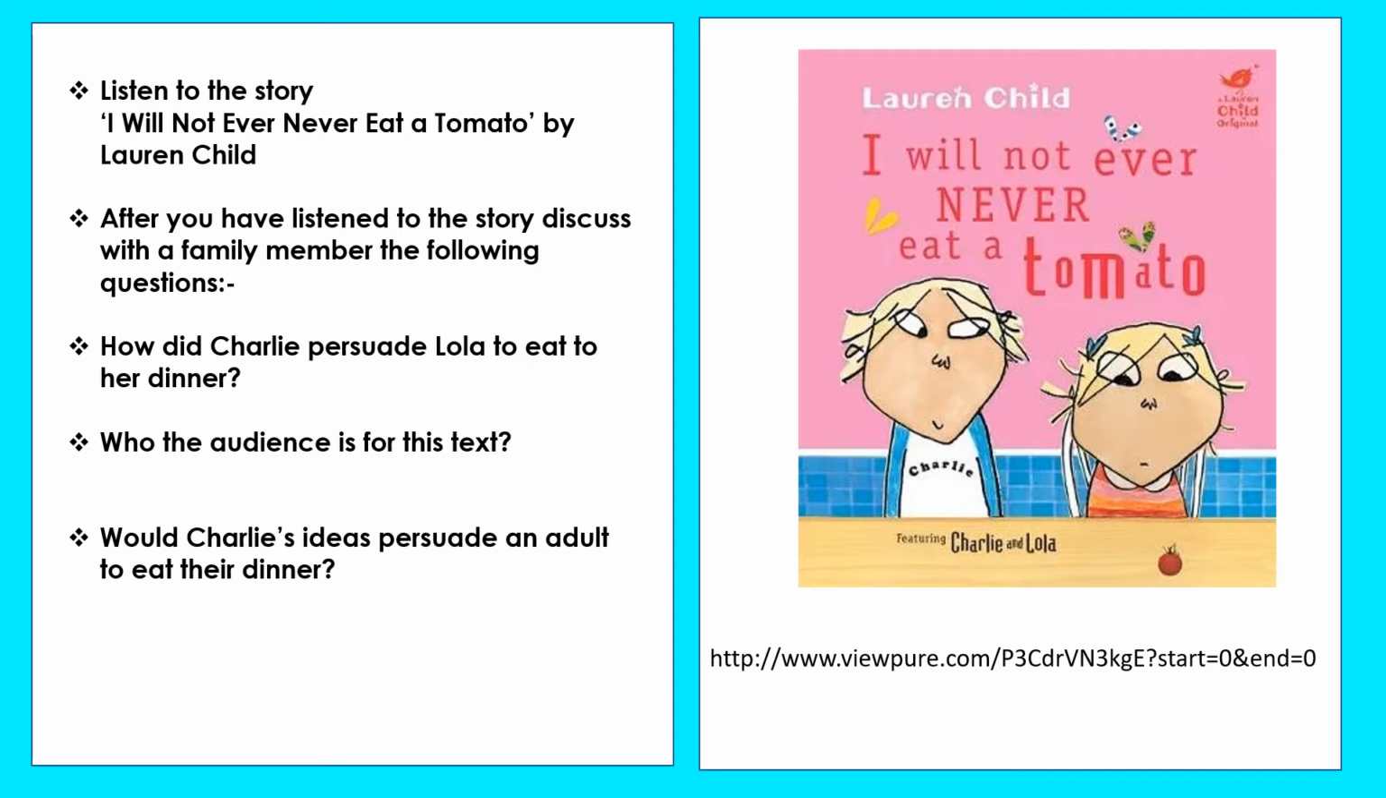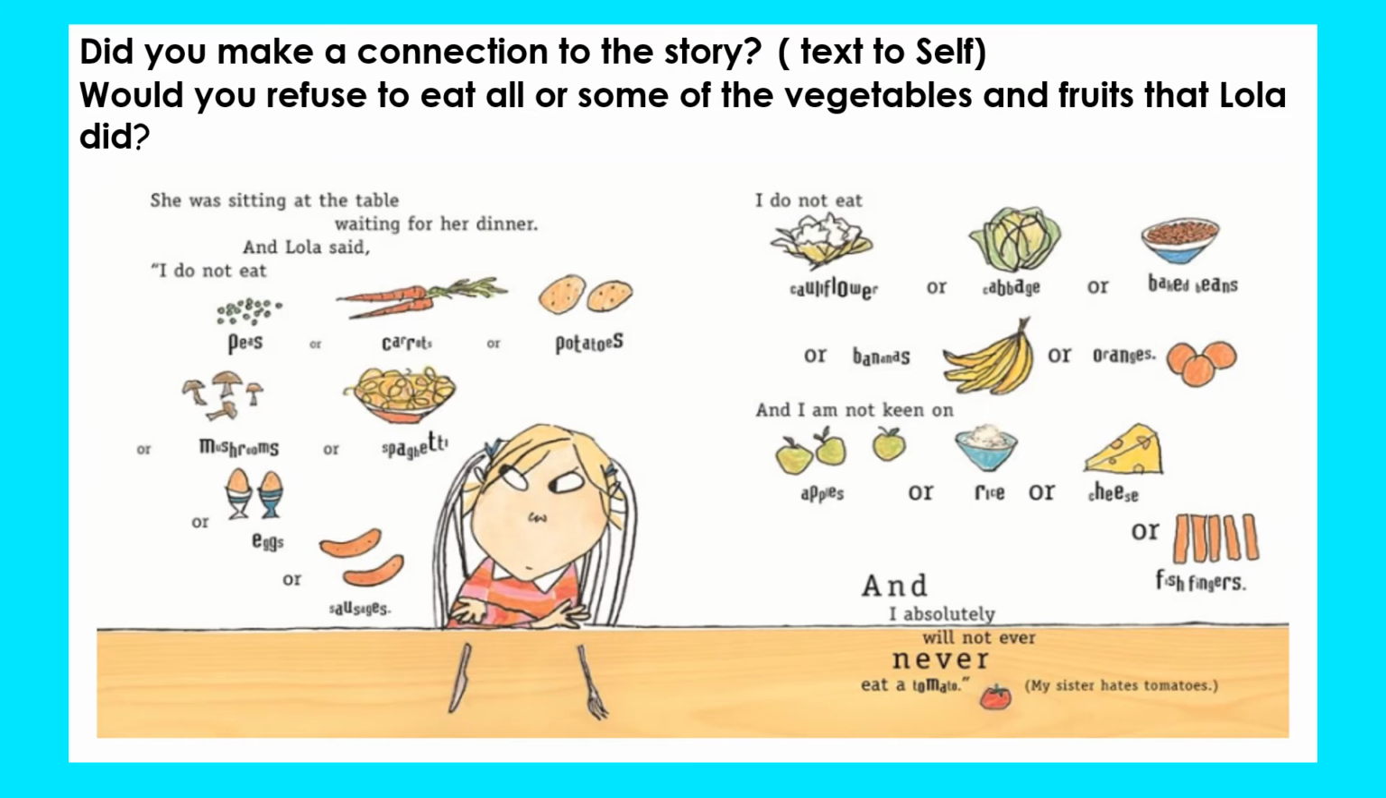And the last question is, we know that Charlie was really clever. Would Charlie's ideas persuade an adult to eat their dinner? Lola was certainly a fussy eater. Did you make a connection with the story in our text itself? Would you refuse to eat all or some of the vegetables and fruits that Lola did? Let's face it, she wouldn't eat peas, carrots, potatoes, spaghetti, mushrooms, eggs, sausages, cauliflower, cabbage, baked beans, bananas, oranges, apples, rice, cheese, fish fingers, and absolutely never ever would she ever eat a tomato.